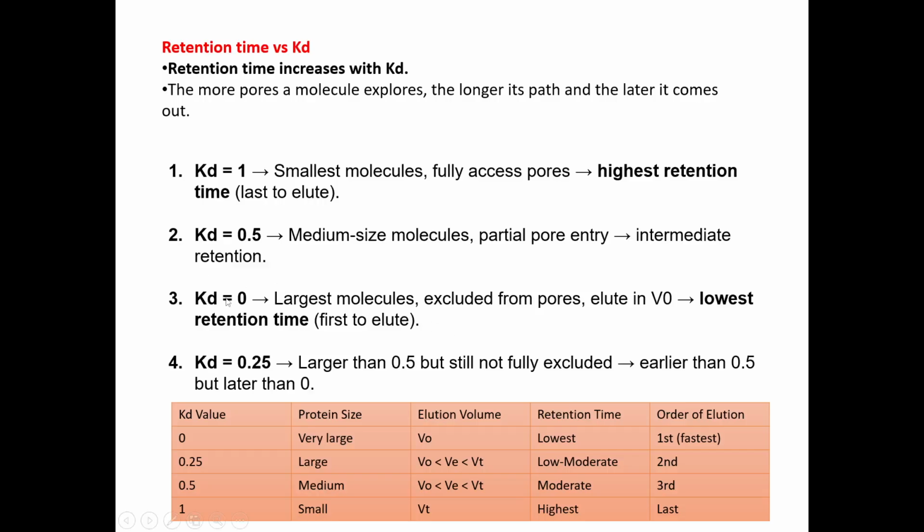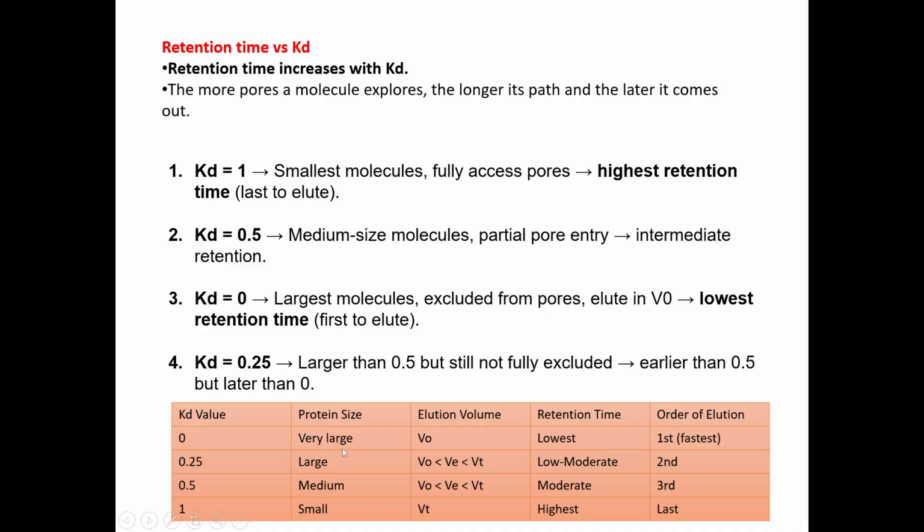If your KD is 0, then it's the largest molecule and it will elute out first because it has no chance to enter the pores, and its elution volume will be equal to its void volume. So it has the lowest retention time and elutes first. If your KD is 0.25, that means it is larger than your intermediary protein but still not fully excluded. So it will have a retention time earlier than 0.5 but later than 0. This is a simplified table for it.